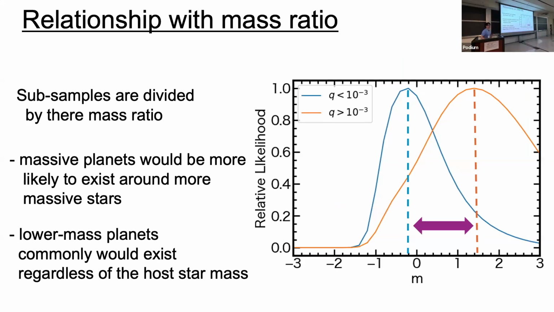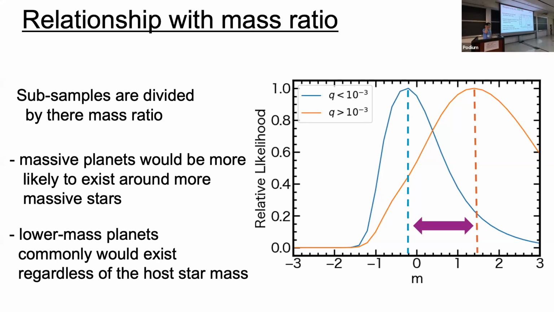This shows the one-dimensional likelihood distribution of small m. So it also has large uncertainty, but if this result is correct, it suggests that a massive planet is more likely to exist around a more massive star, and lower mass planets commonly exist regardless of the host star mass. Yeah, so this is also a very interesting result, but the uncertainty is still very large.